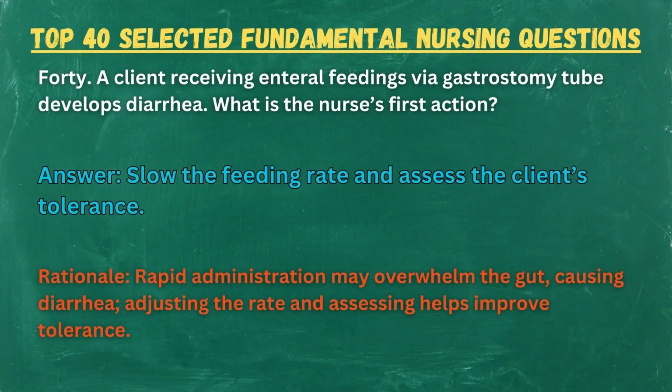40. A client receiving enteral feedings via gastrostomy tube develops diarrhea. What is the nurse's first action? Answer: Slow the feeding rate and assess the client's tolerance. Rationale: Rapid administration may overwhelm the gut, causing diarrhea. Adjusting the rate and assessing helps improve tolerance.